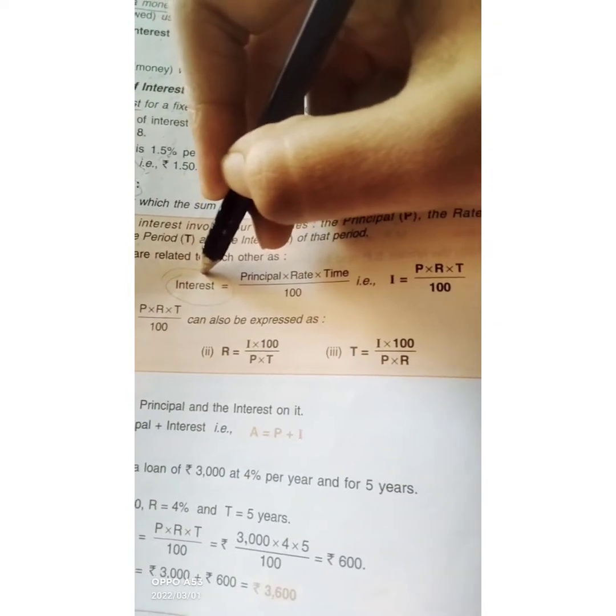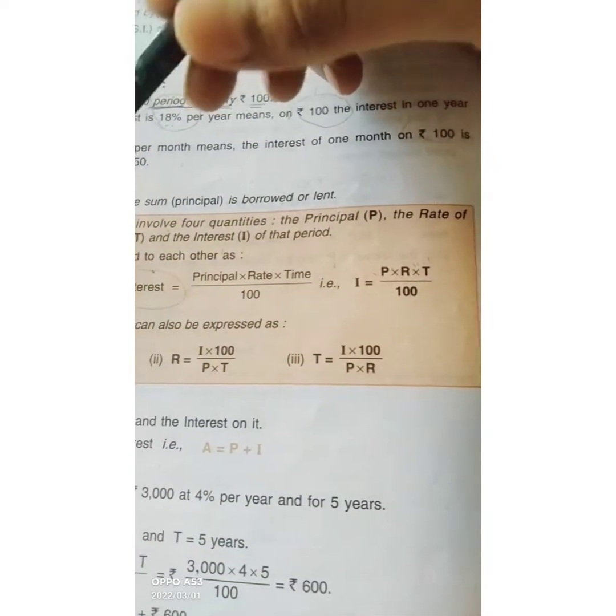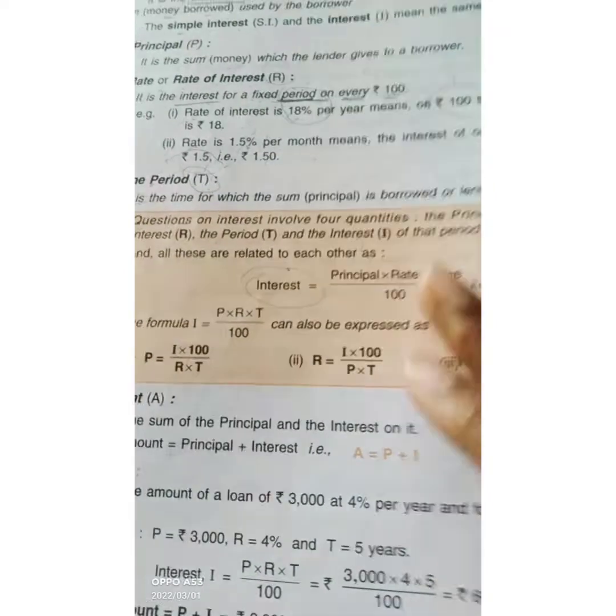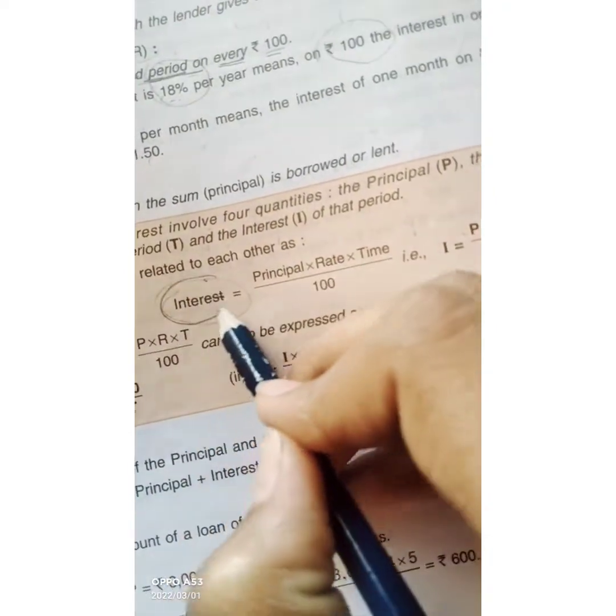The formula for interest, or you can write in short form, I is equal to P into T into R. This is what they will give to identify the interest based on that question.